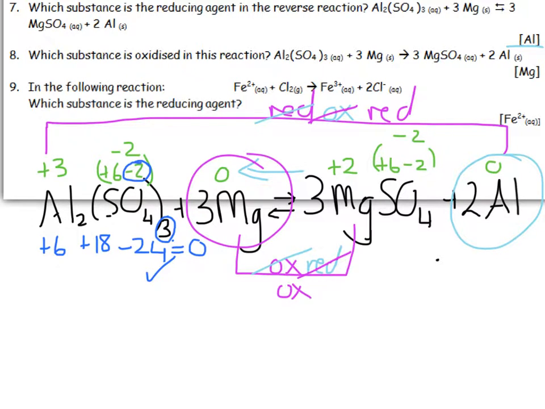In the following reaction, which substance is the reducing agent? Let's just take a look at that reaction. I've got a 0 over there, a +2. They've told me the +2, they've told me the +3, and that's -1. So I am going to look for what got oxidized. I've got chlorine going from 0 to -1, so that is reduced, and iron 2+ going from +2 to +3, so that is oxidized. And therefore, which substance is the reducing agent? What got oxidized? The Fe2+.